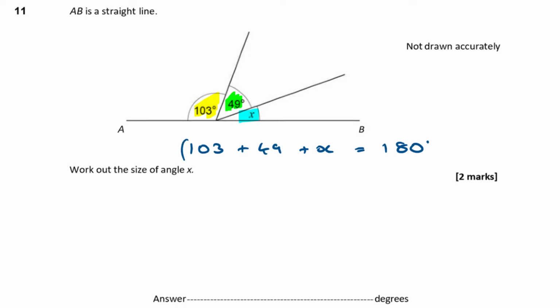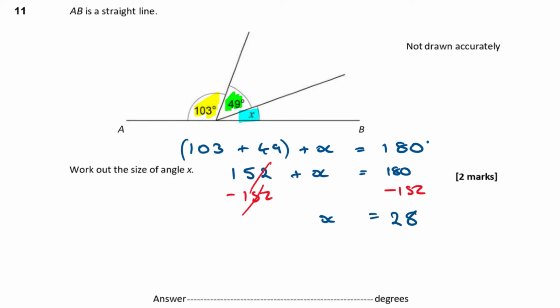Okay, now these two added together, 103 plus 49, that comes to 152, doesn't it? So 152 and X give me 180. So then taking 152 away from both sides, they're going to cancel out, going to leave me with X on the left, and 180 minus 152, and that'd be 28. So my answer is 28 degrees.